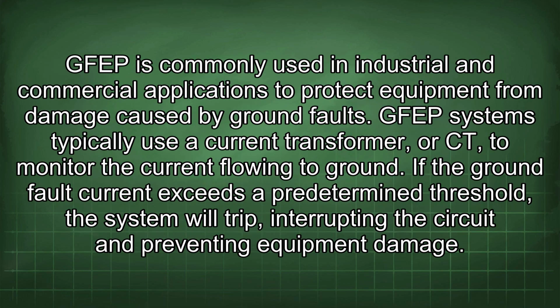GFEP is commonly used in industrial and commercial applications to protect equipment from damage caused by ground faults. GFEP systems typically use a current transformer, or CT, to monitor the current flowing to ground. If the ground fault current exceeds a predetermined threshold, the system will trip, interrupting the circuit and preventing equipment damage.